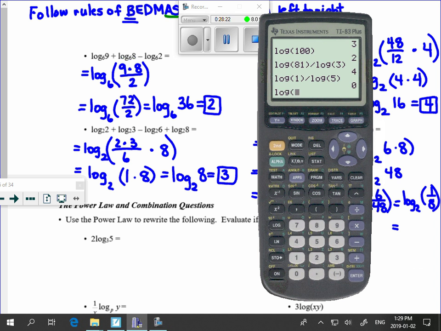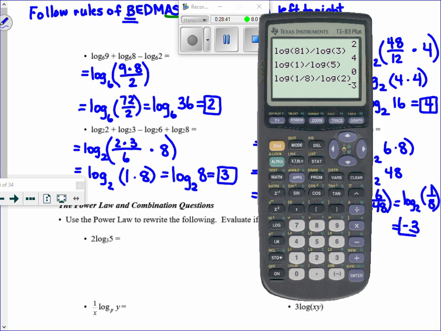So we can go log of 1/8, and it is in brackets already, 1 divided by 8. Oops, and get my divide sign. And then divided by log 2. Don't forget to close your bracket and hit equals. -3. So that means 2 raised to the power of -3 equals 1/8.